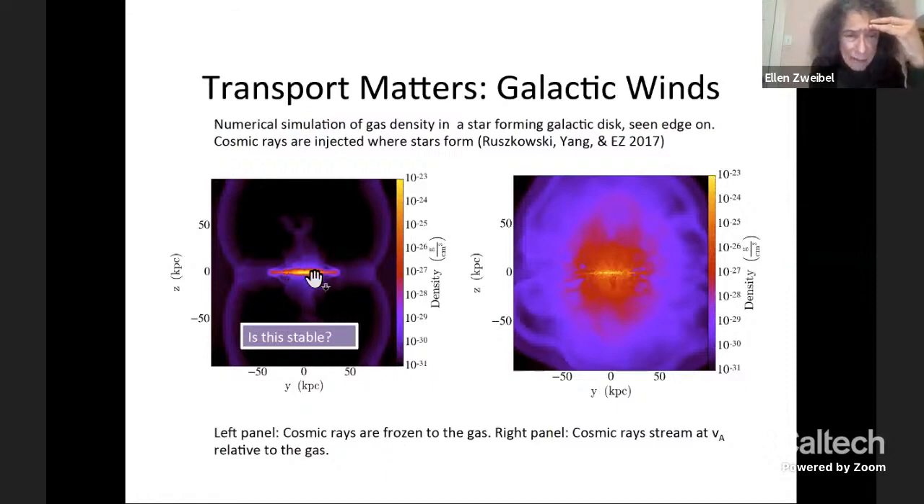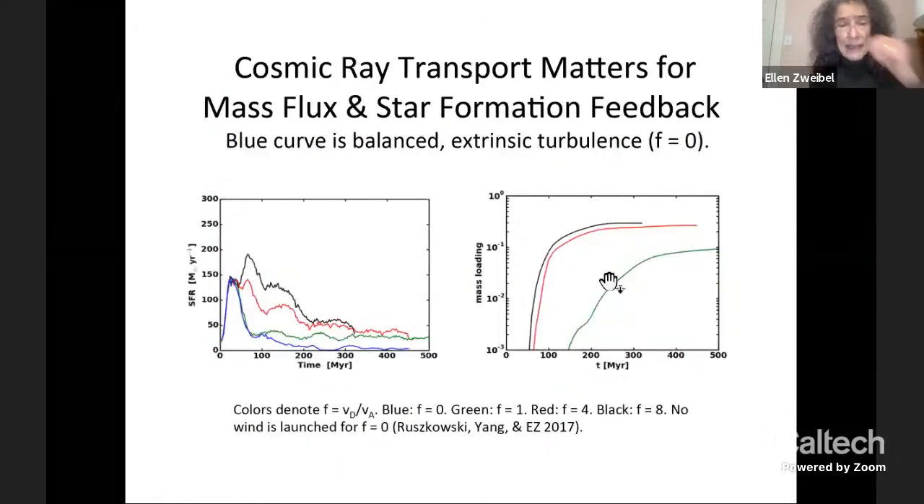And what you get is this kind of puffed up disk, which made me wonder if it could be stable. And that sort of led to some work on the Parker instability that I'm not going to describe. But if we allow the cosmic rays to stream at the Alfvén speed relative to the gas, we get this big wind, boom, it just blows up. So is this model more accurate, or is this model more accurate? And it's not only pictures; it has an effect on the star formation rate.